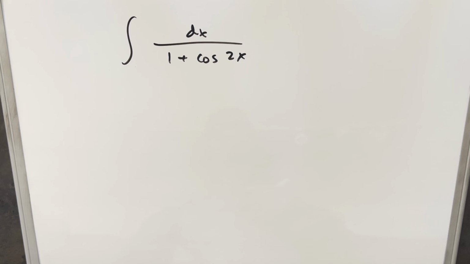Now in this video, what I'm going to do is use an alternative method. We're going to use the complex definition for cosine. So this is not going to be the fastest way, not even close. If you want the faster way, I'll provide a link to that other video.